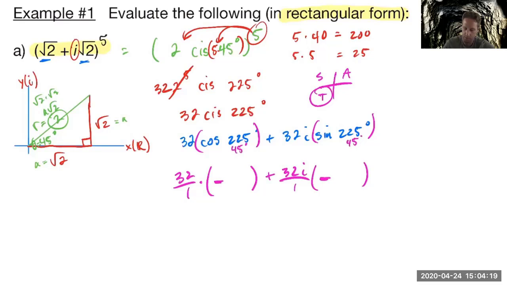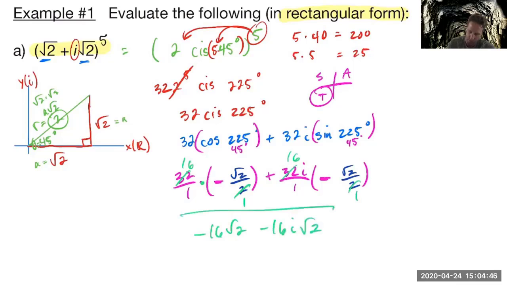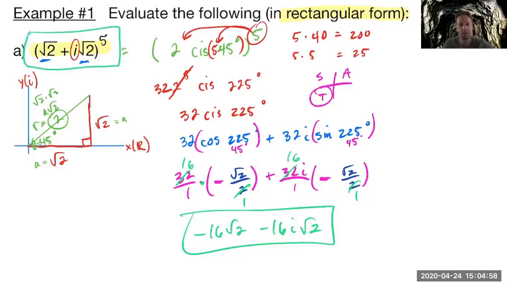So hopefully we all can see that the sine and cosine of 45 degrees is root 2 over 2. So doing a little bit of canceling here, since these are multiplying, I can cancel and find negative 16 root 2 and another negative 16i root 2. And that is way faster and much simpler than doing what we originally said that we could do, and that's raising this whole thing and distributing, foiling it out, simplifying to get that answer.